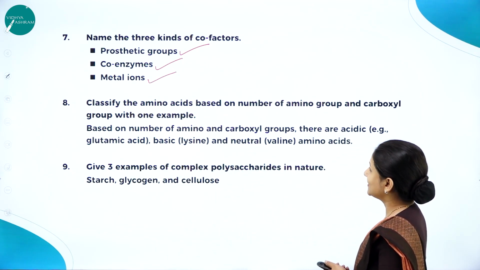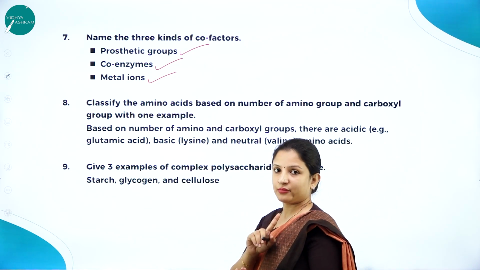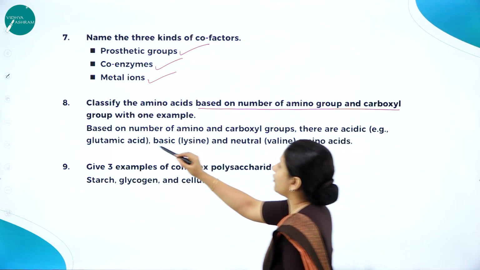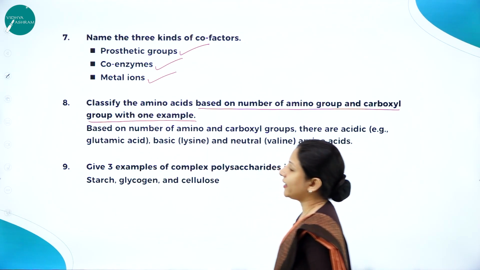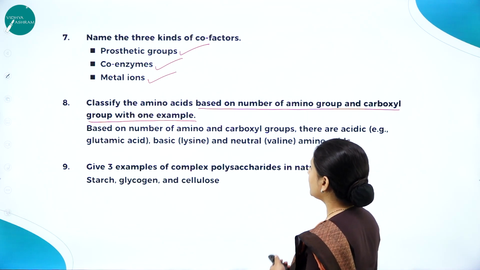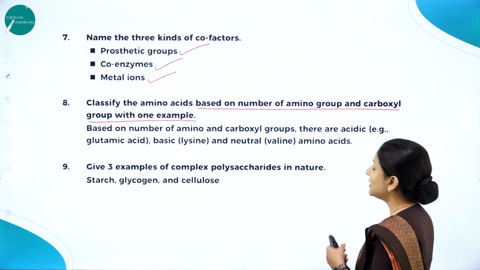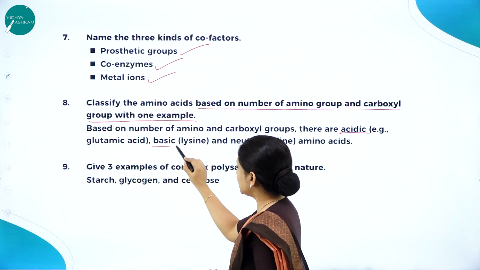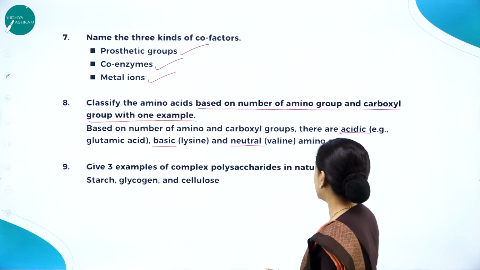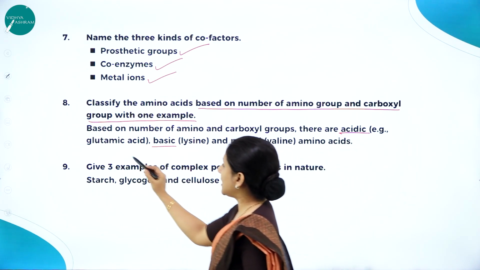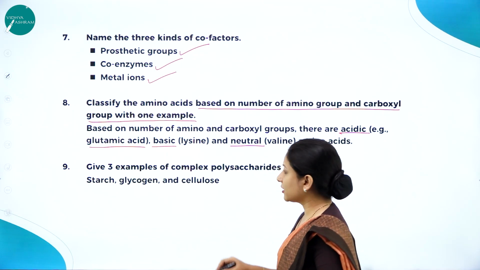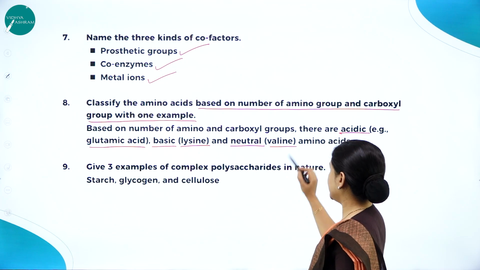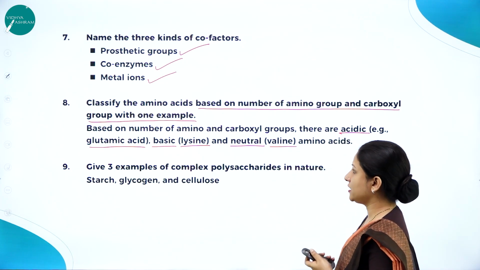Classify the amino acids based on, read the question properly, based on number of amino group and carboxyl group, and you have to write 1 example. So based on number of amino and carboxyl groups, the amino acids are of 3 types: acidic amino acids, basic amino acids and neutral amino acids. So acidic amino acid example is glutamic acid. For basic amino acid example is lysine. For neutral amino acid it is valine. So you have to write one example for each of these.